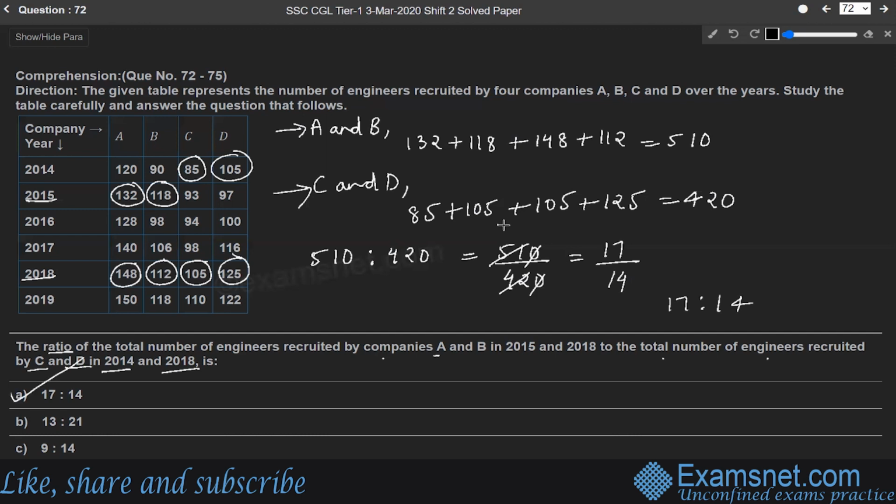It was a very simple question. All you have to do is the sum of all the engineers for company A and B in the year 2015 and 18 and for the company C and D in the year 2014 and 2018. And after getting these values, you just have to find the ratio. So I hope the question is clear to you.